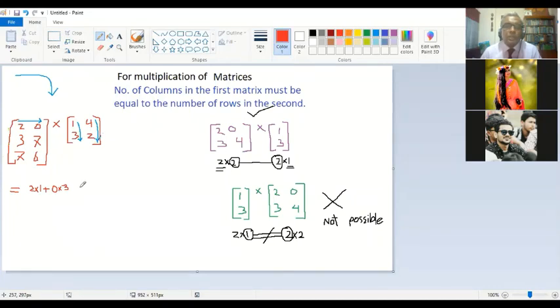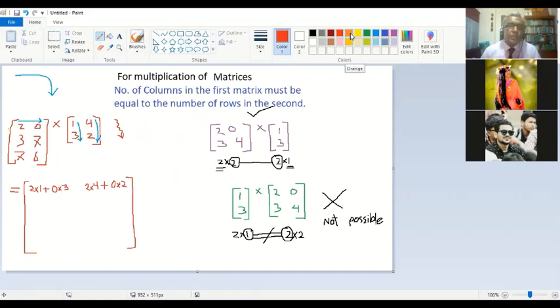So you will find 2 into 4. That is first number into first number, 2 into 4. And then plus 0 into 2, because the second number is 0 and the second number is 2. And there is no more number on the right side, because you do not have any other column on the right side. It is finished on the right side, but you need to come down. Okay, up to this, is it all right?